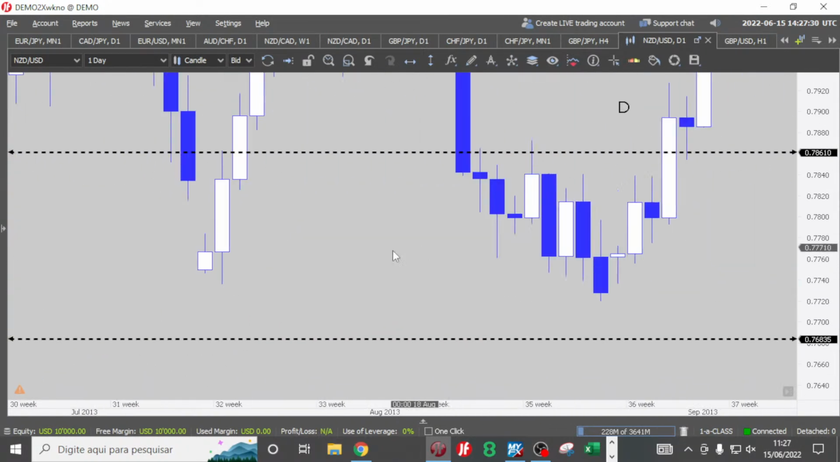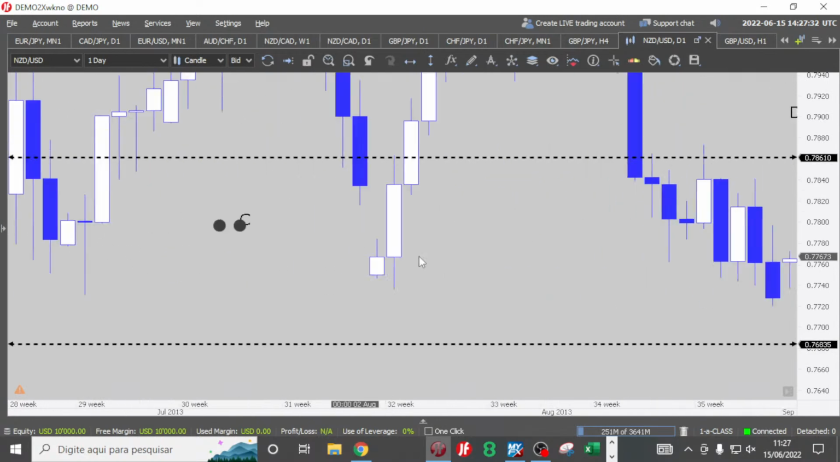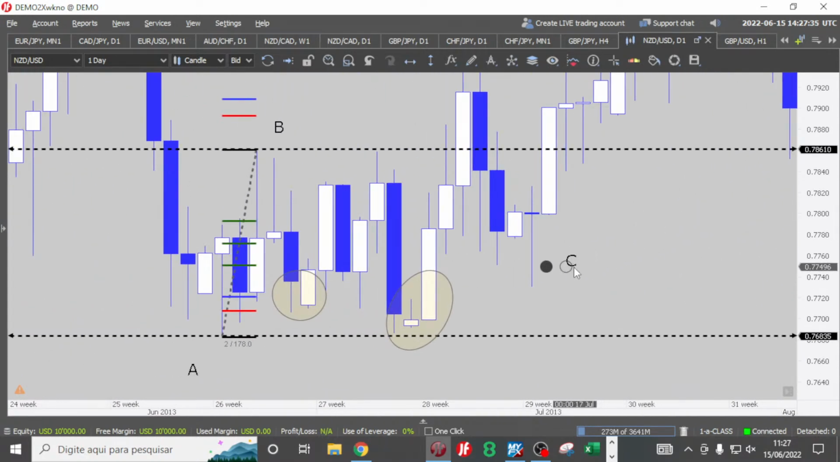Which one is the C, everybody? The first circle or the second circle? Which one is the C? And don't be shy, there is no right or wrong. First circle, second circle. Second, very good. All of you are correct.